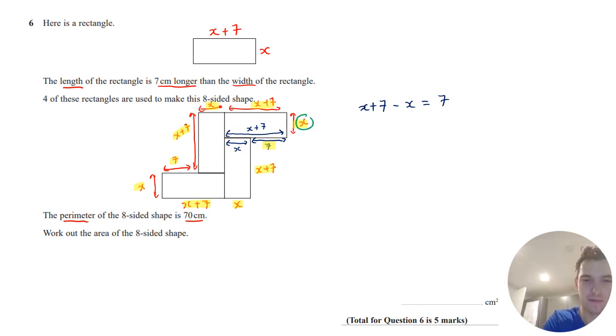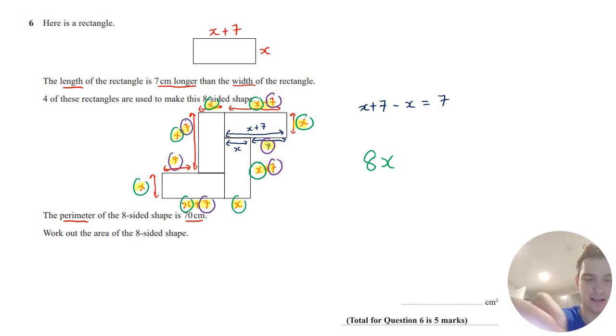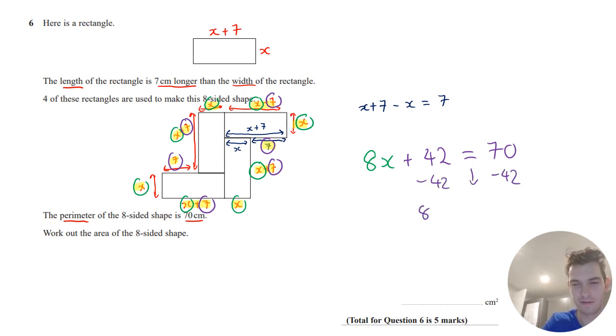So I've got 1, 2, 3, 4, 5, 6, 7, 8. 8x. Now, how many 7s have I got? 1, 2, 3, 4, 5, 6. 6 7s is 42. And I know that the perimeter is equal to 70. So I think I can now solve this equation. And you get a decimal as your value of x. You get 3.5.